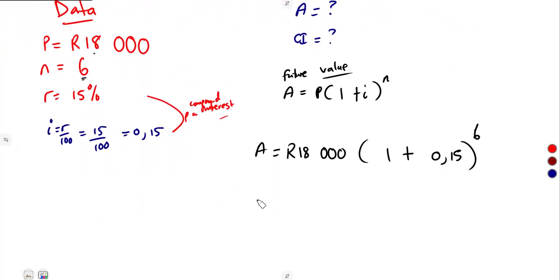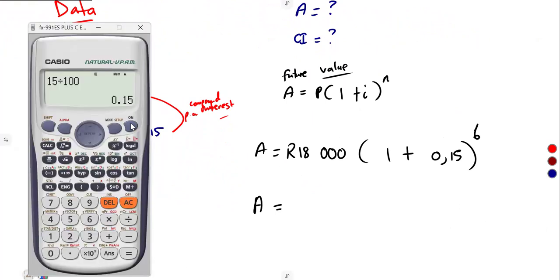So this is it. With your calculator, you can simplify everything as long as you understand this. And like I said, this is what you had before, so you actually know how to use your calculator here. 18,000 open bracket, represent as it is here. So that's 1 plus 0.15, close the bracket to the exponent of 6.